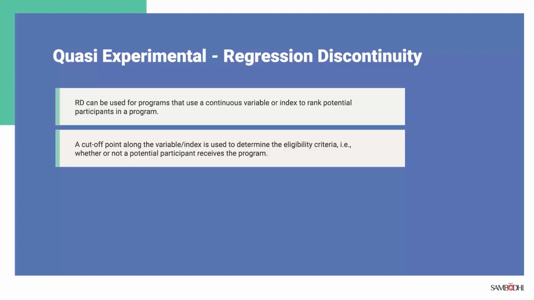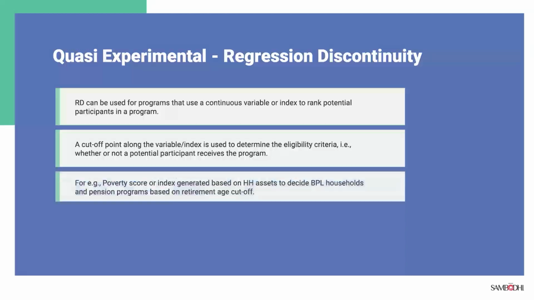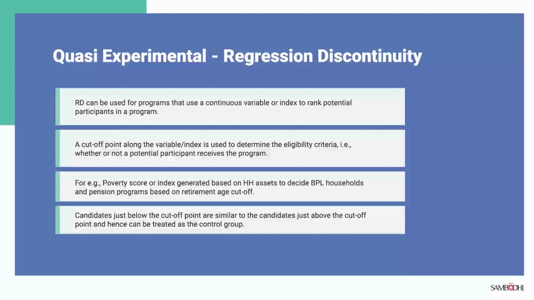There is a cutoff point or threshold along the variable which is used to determine the eligibility criteria, that is, whether a potential participant receives the program. For example, the poverty score or index generated based on household assets to decide on poor households, or pension programs based on a retirement age cutoff. Here, the candidates just below the cutoff point are like the candidates just above the cutoff point. So, it can be treated as the control group.